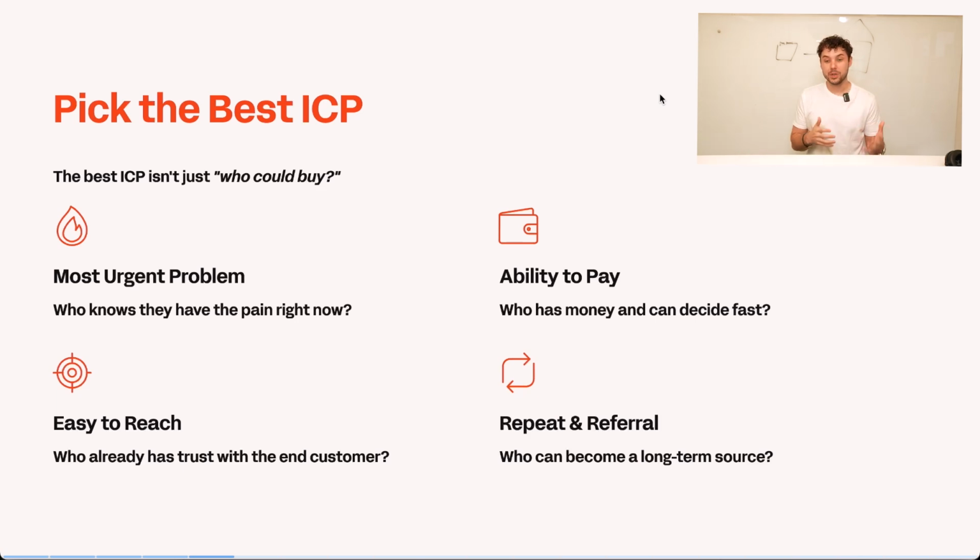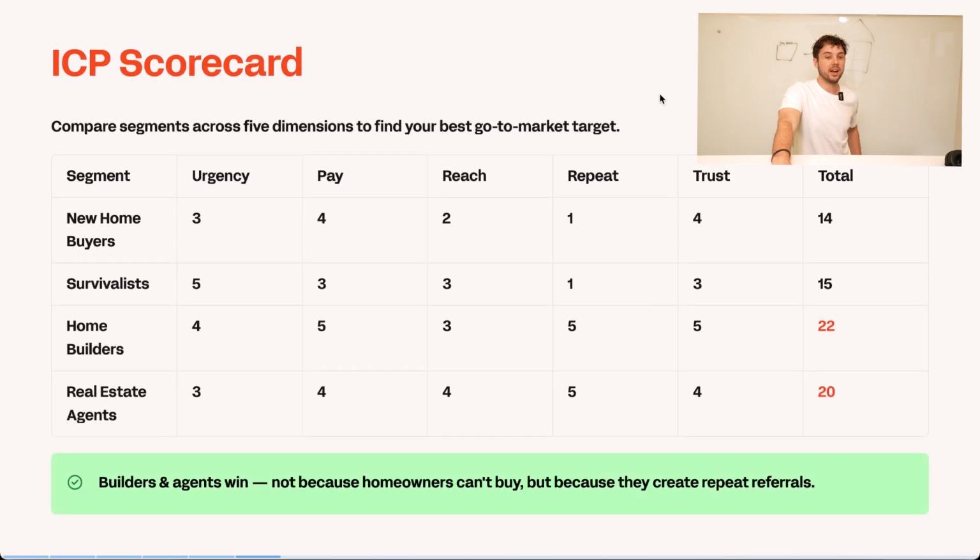And the next is repeat and referrals, who can become a long-term source. This would be the home builder example. If I get one home builder who's building 50 houses, like they're building every single house in the neighborhood, to then install my generators, that means one customer is going to actually get me 50 customers, if that makes sense, okay? So who will become a repeat customer or will actually continue to give me referrals? So these are the things you want to be asking yourself when you're trying to decide your ICP.